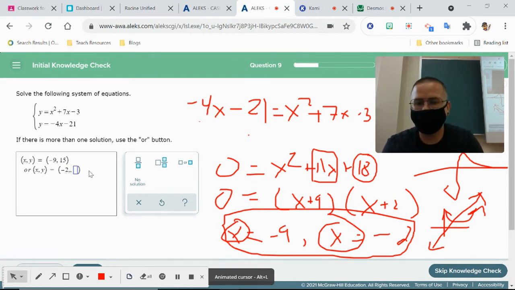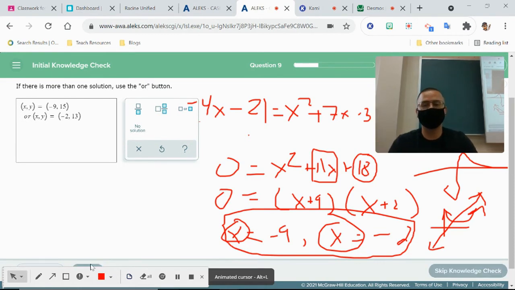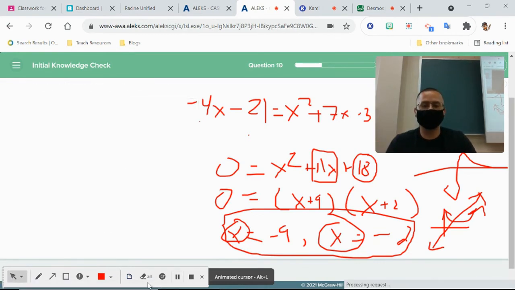So that is a quick, brief intro to systems. We did not touch systems. You will do systems in Algebra 2. A system is just two graphs together, two equations together. And those are the points where they meet.